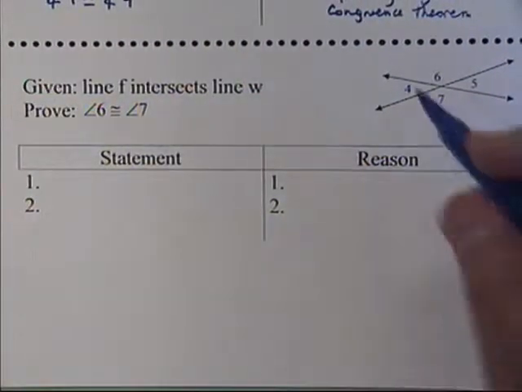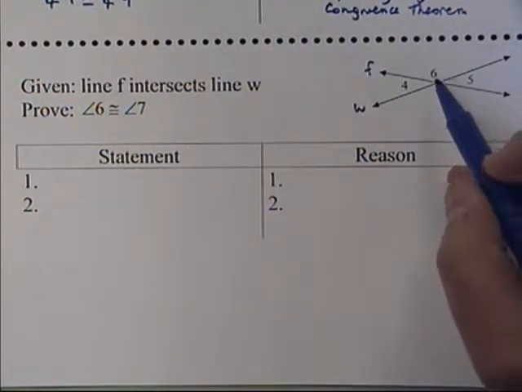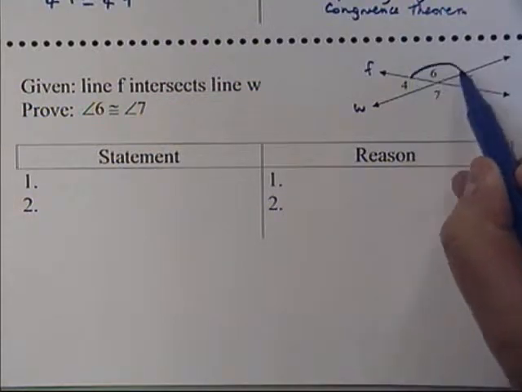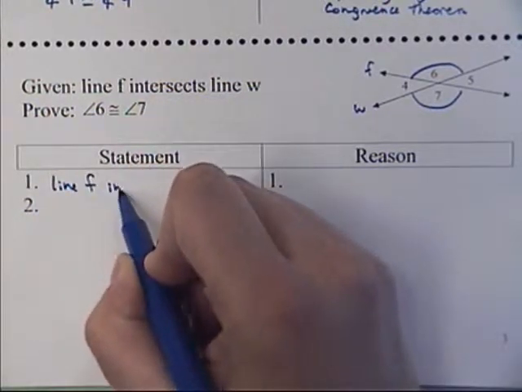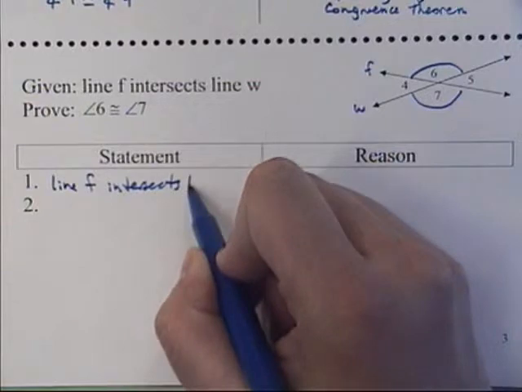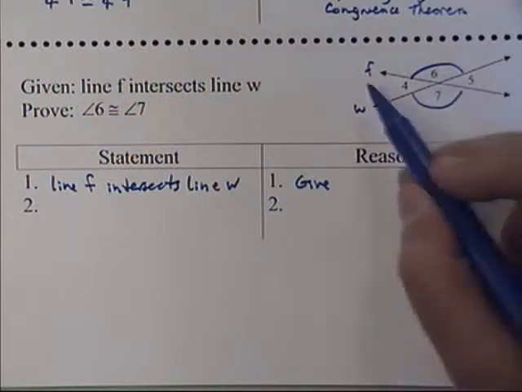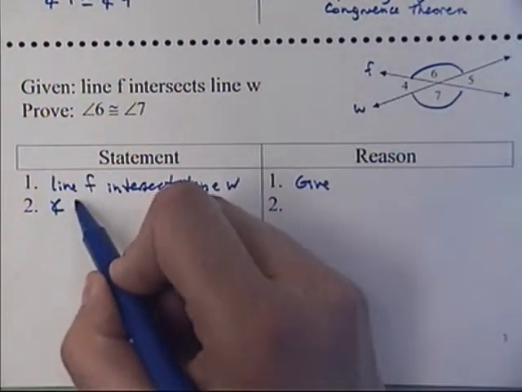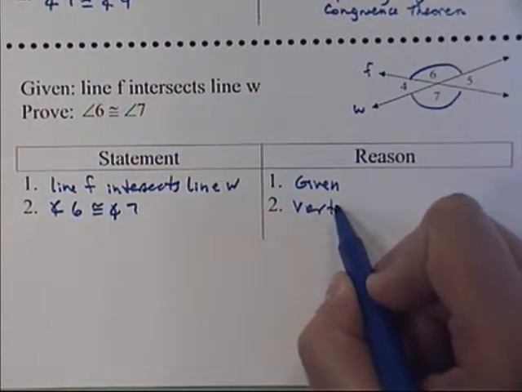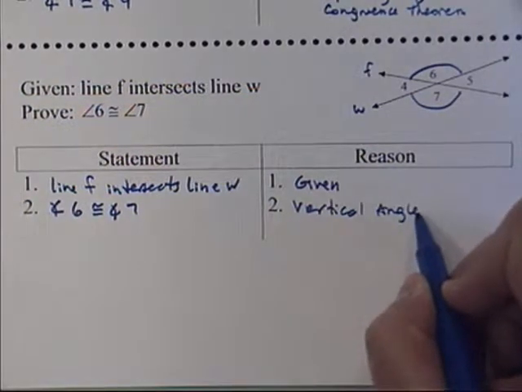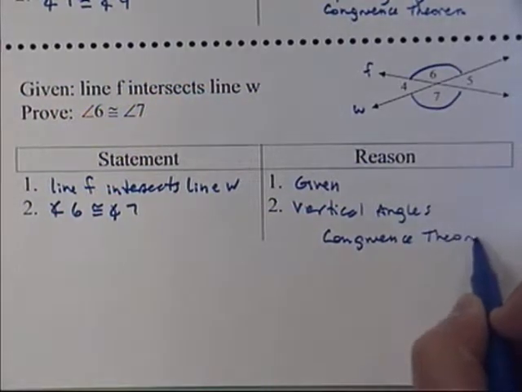The next one is if line F intersects line W, these weren't labeled, but prove that angles 6 and 7 are congruent. Well, what would be the reason? Well, those two are called vertical angles. When two lines intersect one another, the vertical angles are congruent. So the theorem that we would state here would be the vertical angles congruence theorem.